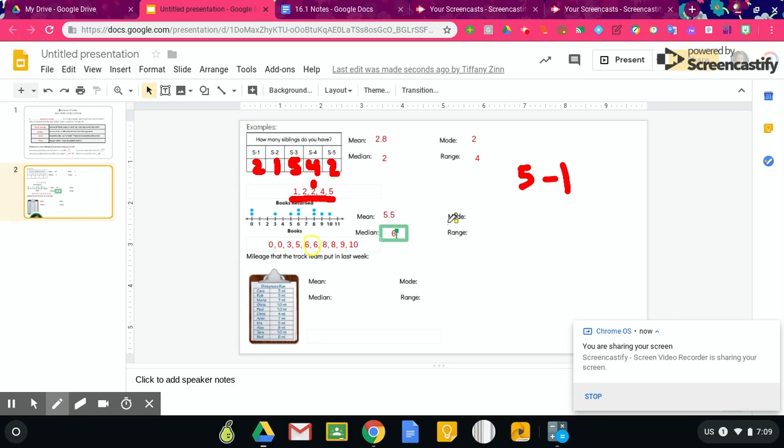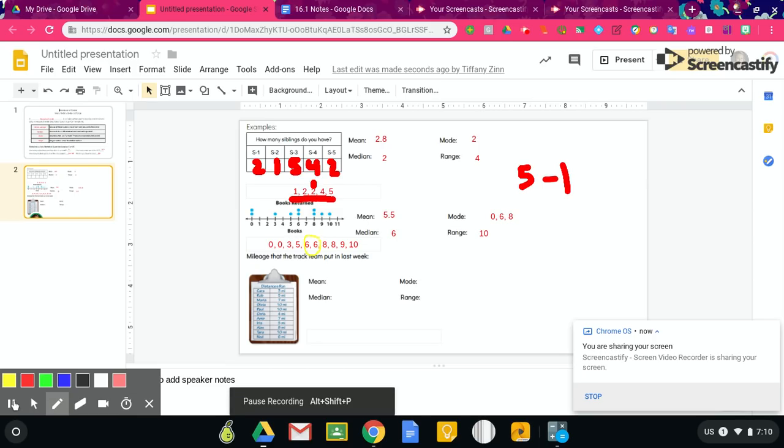For the mode, there's a lot of numbers that repeat. There's actually 3, so we're going to have 3 modes. We've got 0, we've got 6, and we have 8. And then the range would just be the biggest number, so 10, minus the smallest number, which was 0, so the range is 10. Okay, we've got one more.